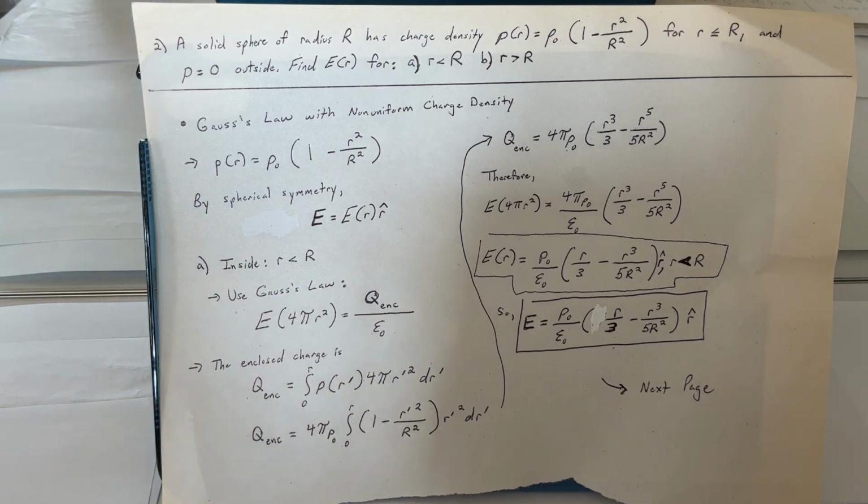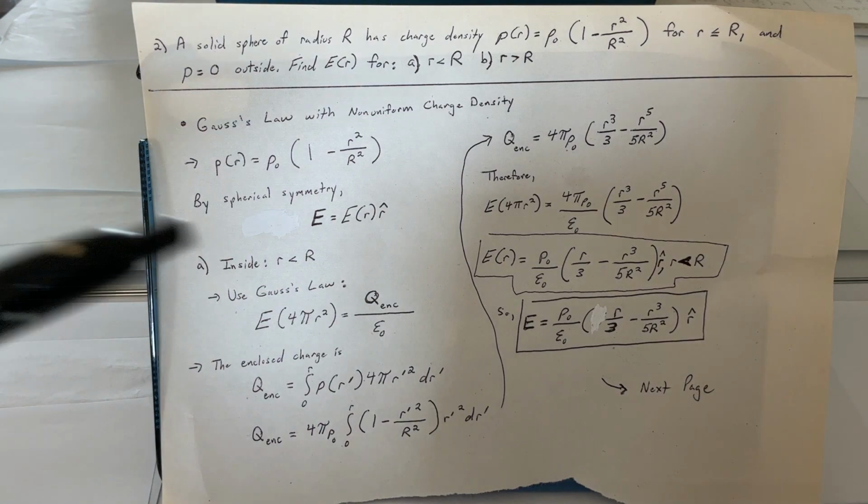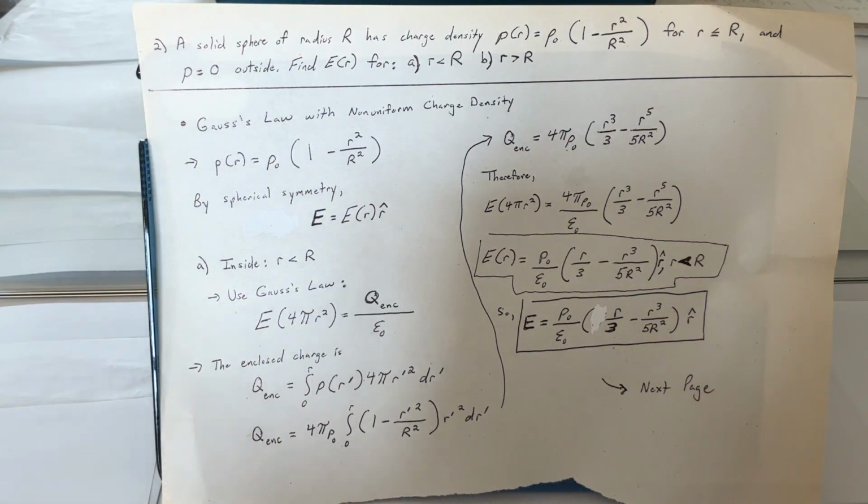So what we're going to get here for our electric field magnitude as a function of its radius is rho naught over epsilon naught times the quantity r over 3 minus r cubed over 5 capital R squared, and then r hat, where our lowercase r is less than our uppercase R.